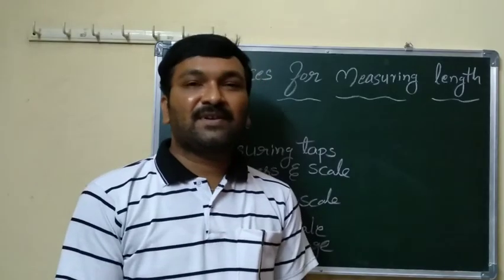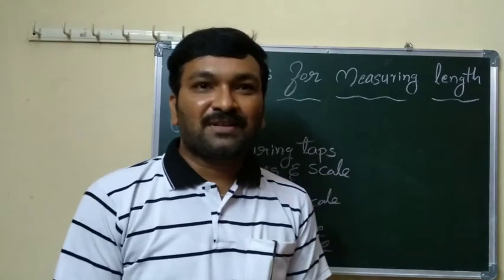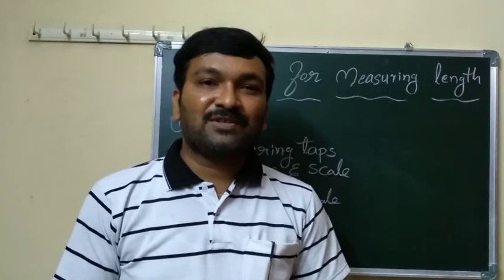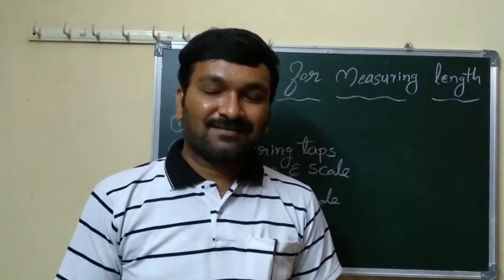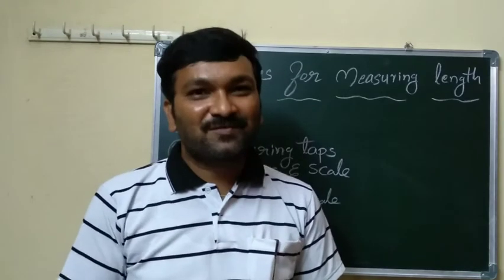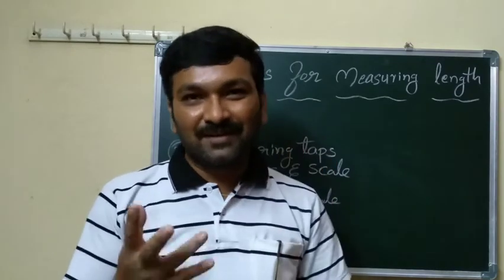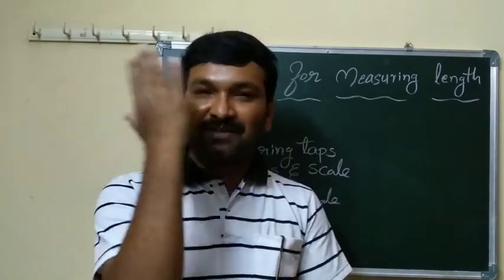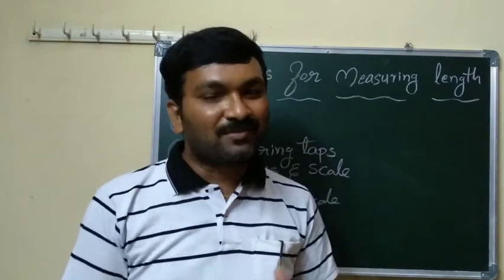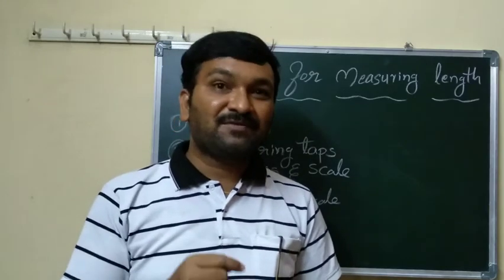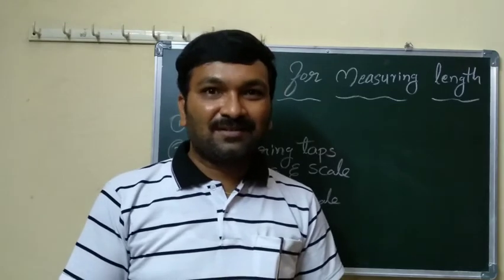The next topic is the devices used for measuring length. So my dear children, can you give some names of devices used for measuring length? In the olden days they used the hand, but the hand is not accurate. Afterwards they took the cubit. Cubit is also not accurate, because somebody's cubit may be small, somebody's may be big. Afterwards they used the thread to compare.